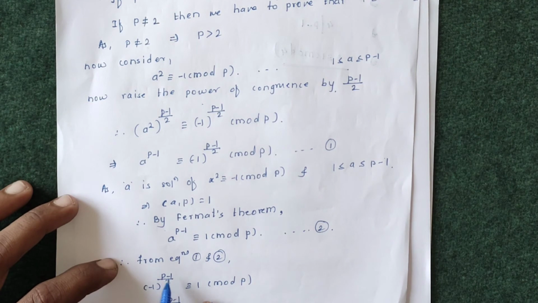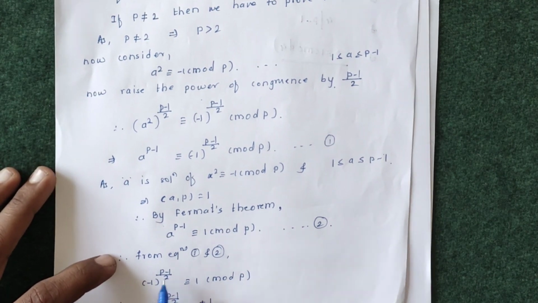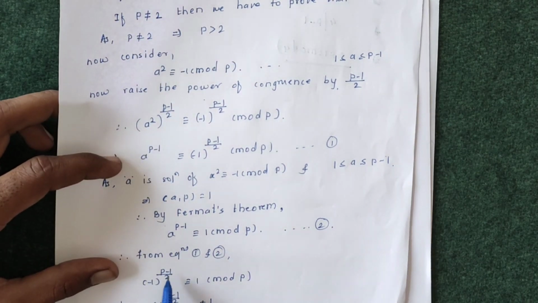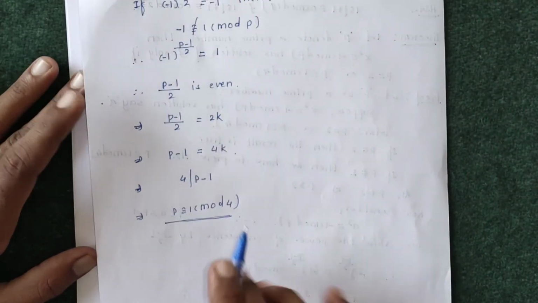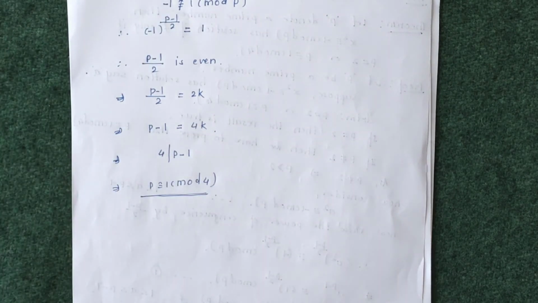If minus 1 raised to p minus 1 by 2 is a negative number, then it contradicts this congruence. So minus 1 raised to p minus 1 by 2 is positive 1, that is, p minus 1 by 2 is an even number, and when p minus 1 by 2 is even, then we get p is congruent to 1 mod 4.